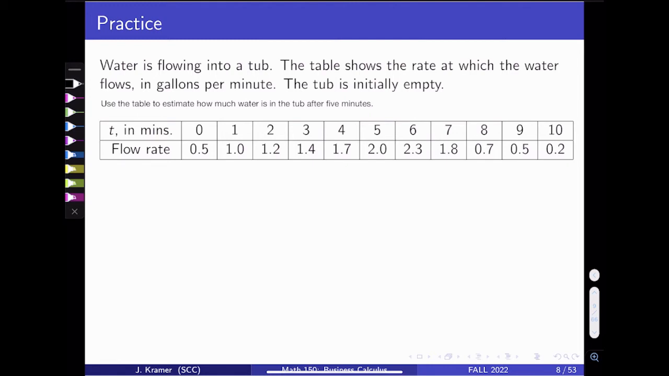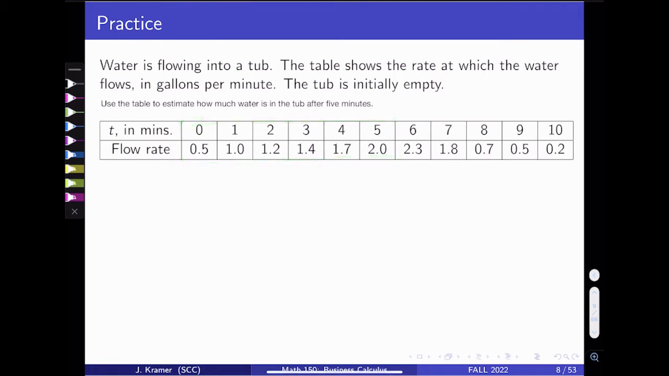Let's look at another example. Water is flowing into a tub. The table shows the rate at which the water flows in gallons per minute. So we have a rate, and the tub is initially empty. We want to use the table to estimate how much water is in the tub after 5 minutes. So we're focusing on the interval from 0 to 5.